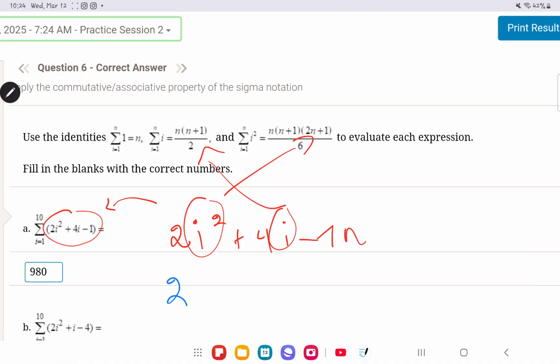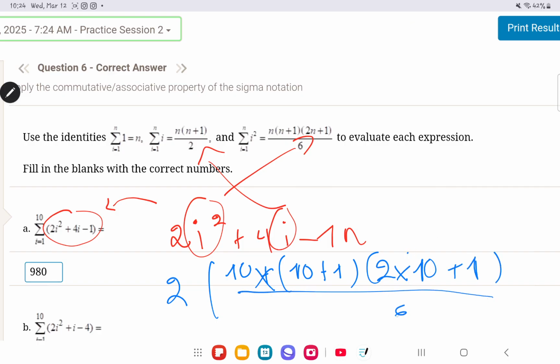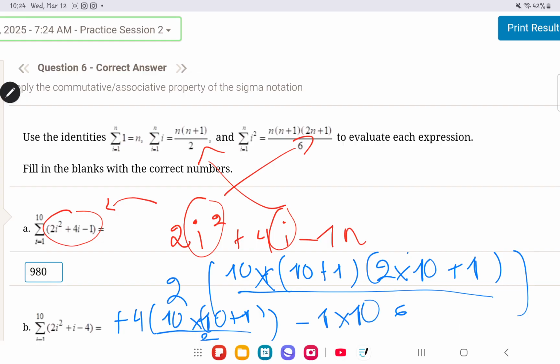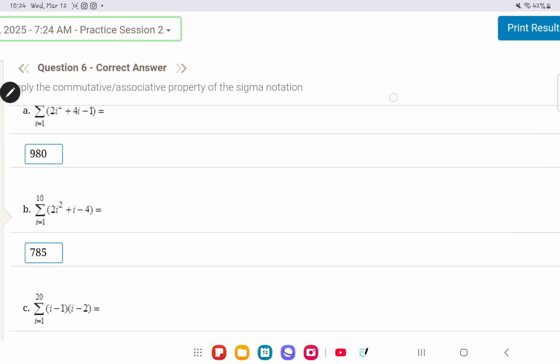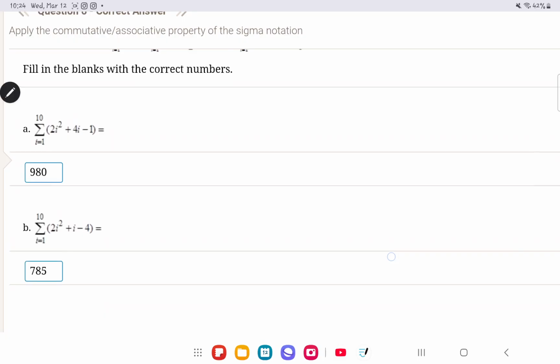So it becomes 2 times 10 times 10 plus 1 times 2 times 10 plus 1 over 6 plus 4 times 10 plus 1 over 2 minus 1 times 10. So you do it for part A, and you're gonna get an answer of 980.